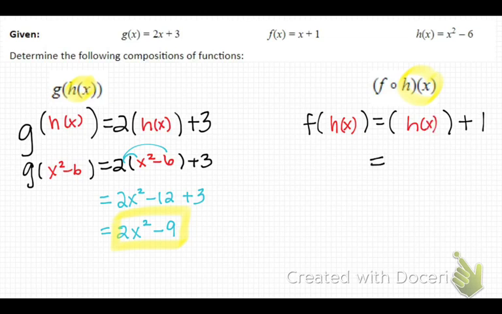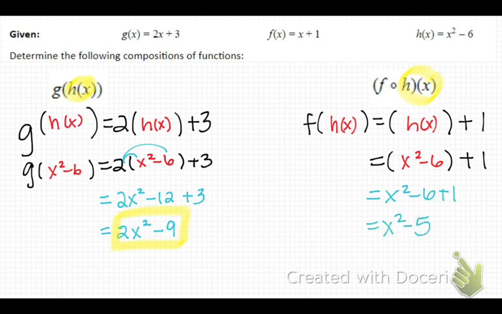And we do know what h of x is, because we just used it. What is h of x again? X squared minus 6. Is there anything to distribute through or to simplify? No, so I'm just going to bring everything down and combine any like terms that I have. X squared minus 5. Perfect. And that will be my final answer.